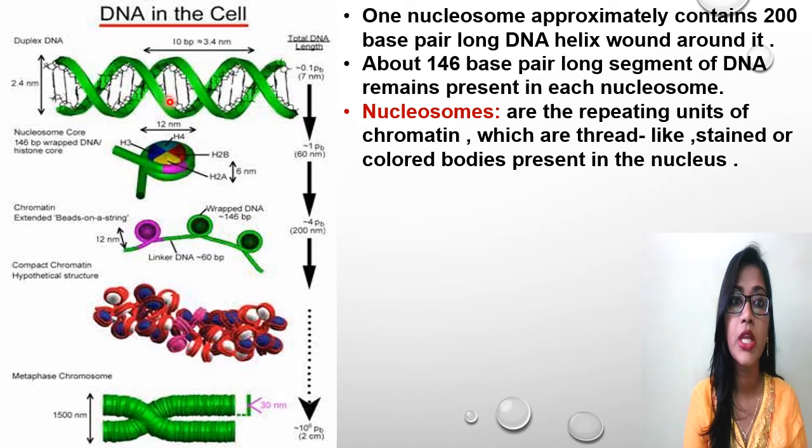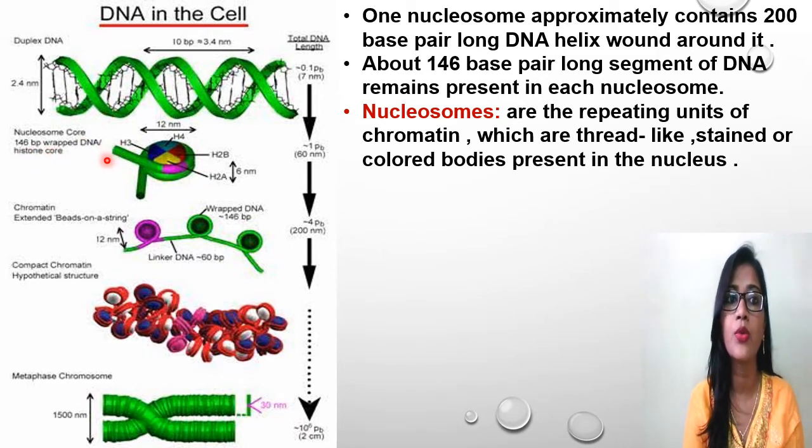Now this is the double helical structure. One segment contains 10 base pairs. It measures 3.4 nanometer, and this is 2.4 nanometer. This is the duplex DNA. Now see the nucleosome core: 146 base pairs get wrapped around the histone core. The DNA segment which is coiled on the nucleosome contains about 146 base pairs.